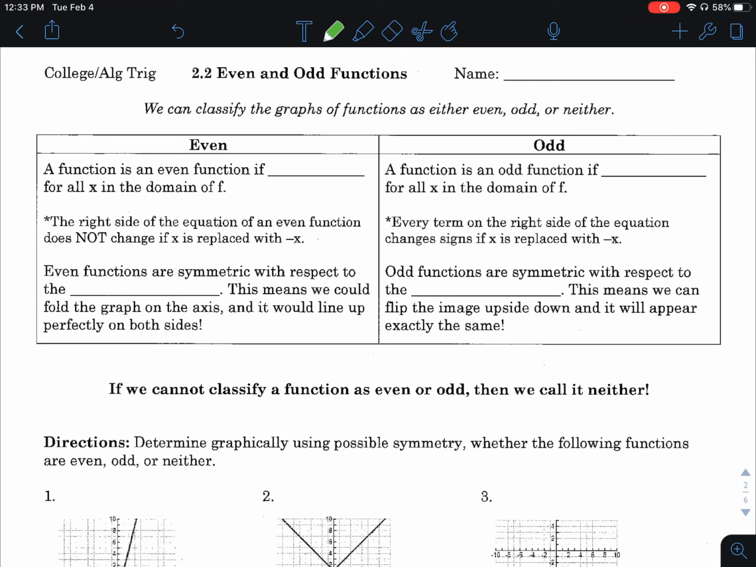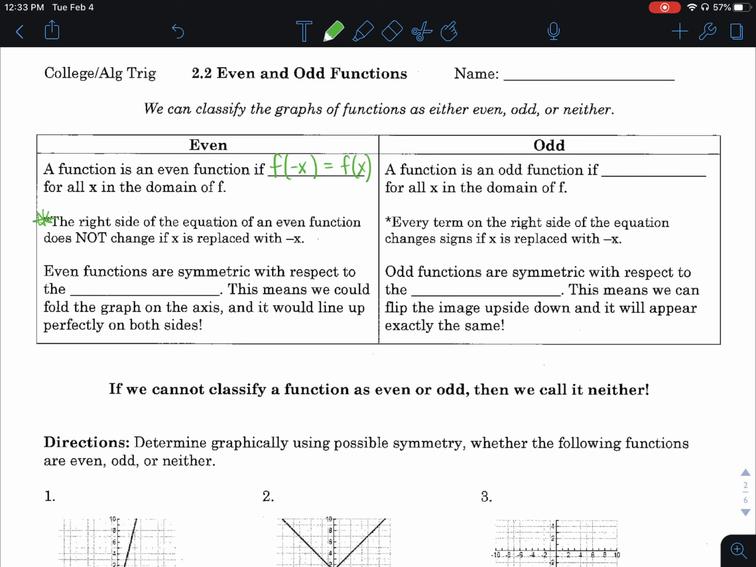So this top part. A function is an even function if f of negative x, so we're plugging negative x into the function, and we get back our original function. So if I plug negative x into the equation, I will still get back my original equation. It'll look the exact same. Now, look at this star right here. It's telling us the right side of the equation of an even function does not change if x is replaced with negative x, meaning nothing changes.